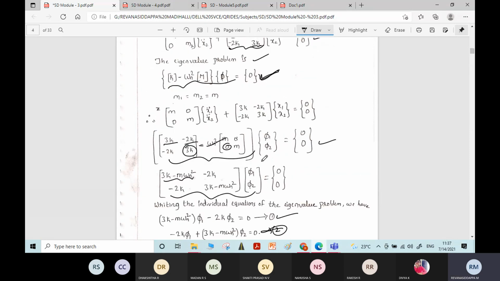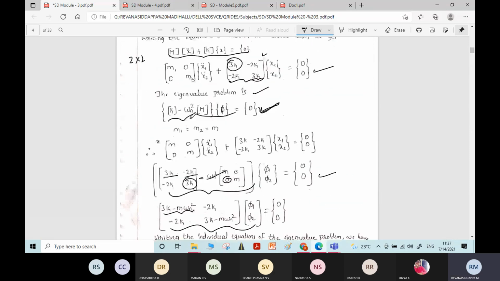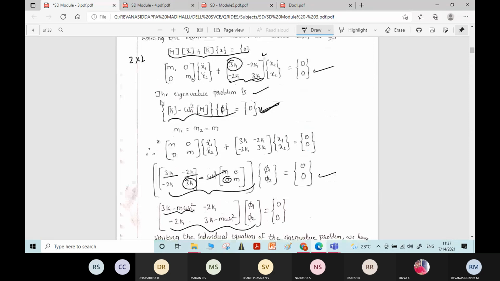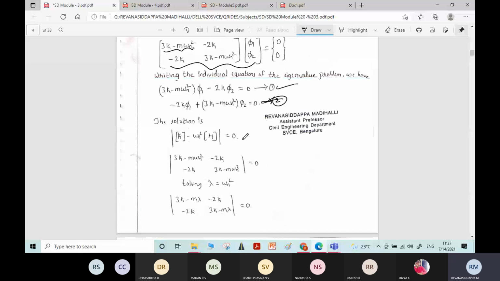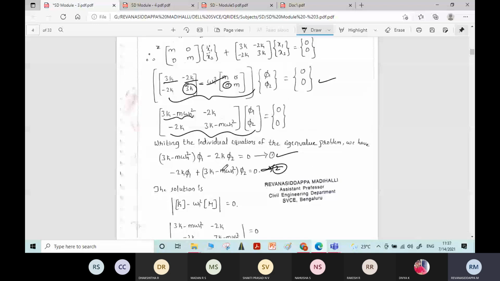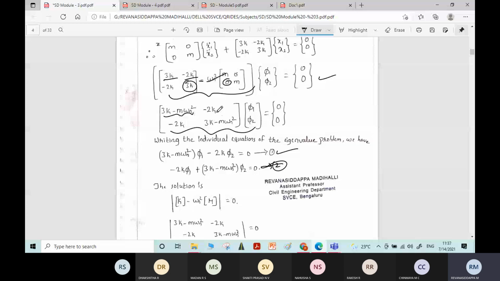So after this, whatever condition you have taken, K minus omega n square M into phi equal to 0, in the next step you need to take the determinant. The determinant of K minus omega n square M equal to 0. That simplified matrix is known here: 3K minus M omega n square, minus 2K, minus 2K, 3K minus M omega n square. Determinant of that equal to 0.